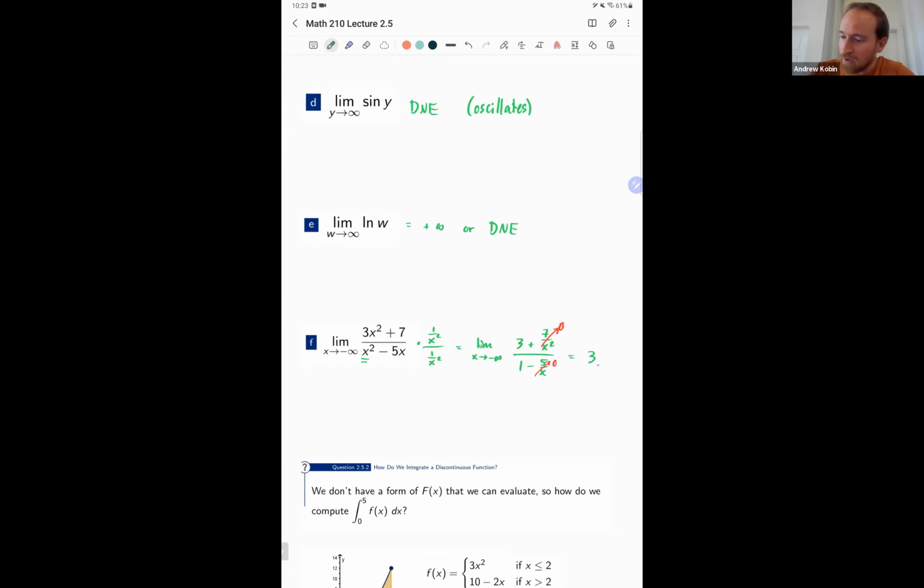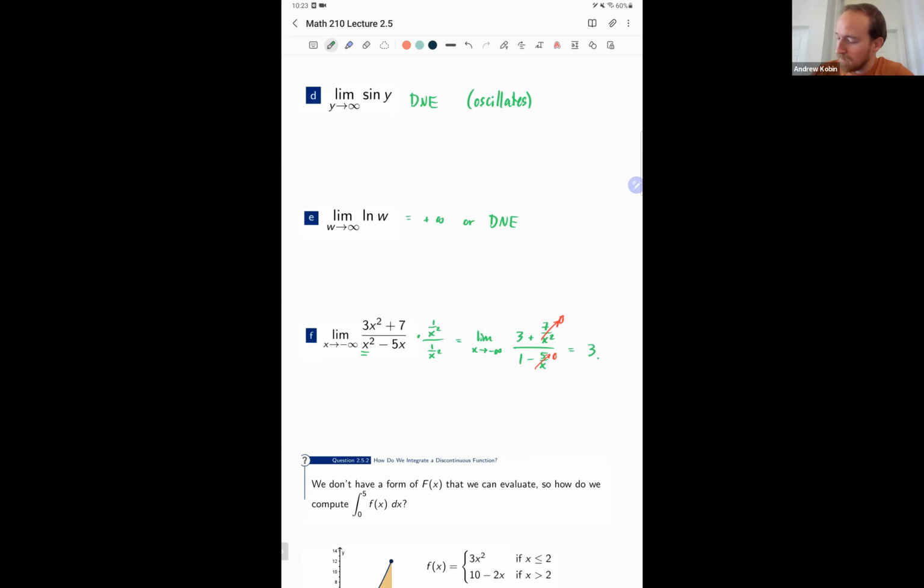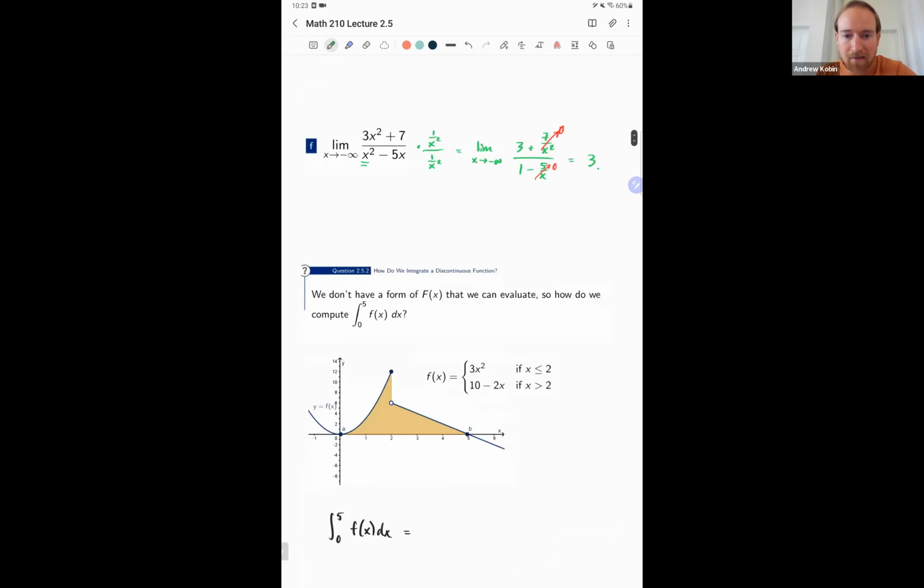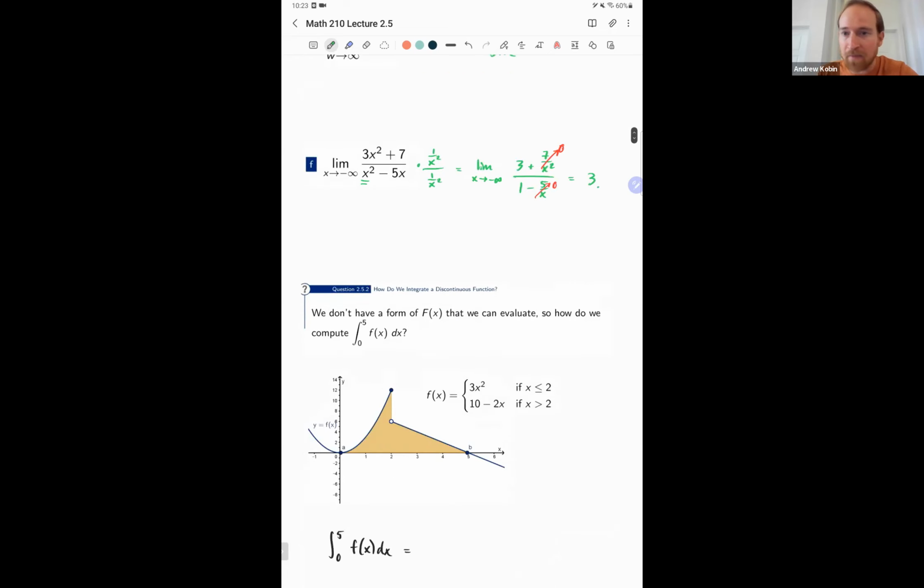This is a quick refresher on how to evaluate limits involving infinities. And I encourage you to go look up more practice problems if you want to refresh yourself even more on this. So this is the next problem. I'm going to go back to the slide so we can put this next problem into context.